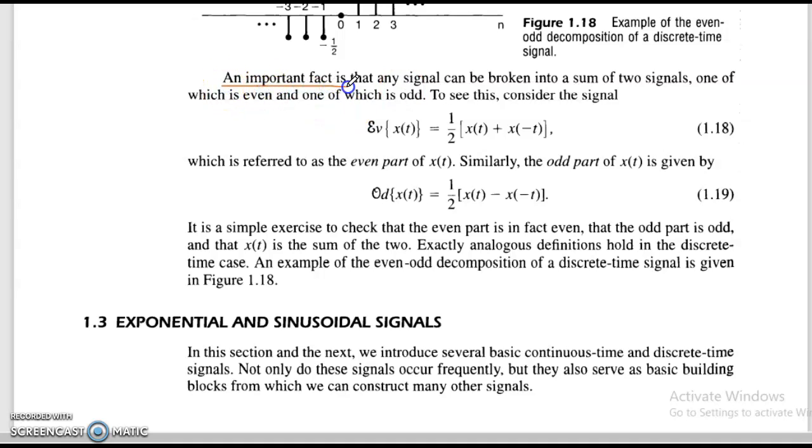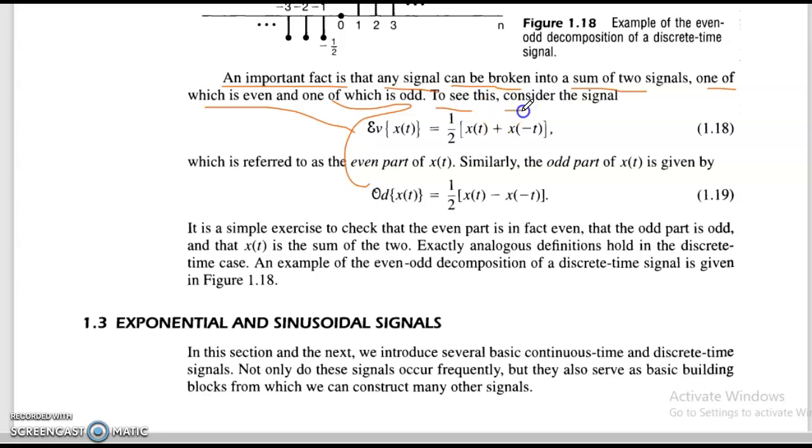An important fact is that any signal can be broken into the sum of two signals, one of which is even and one of which is odd. To see this, consider the even signal, the set of x of t equal to 1 by 2 of x of t plus x of minus t, which is referred to as the even part of x of t.